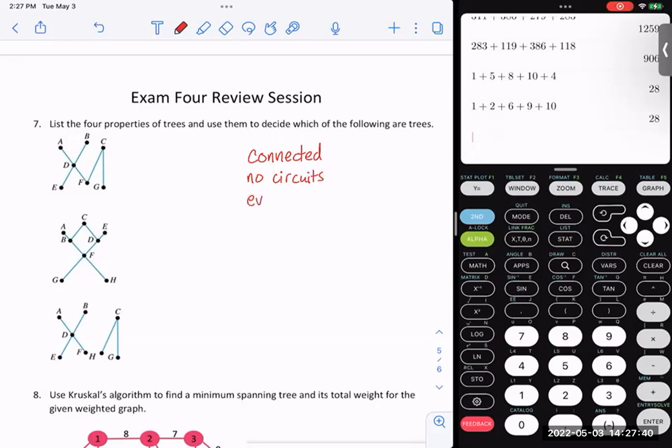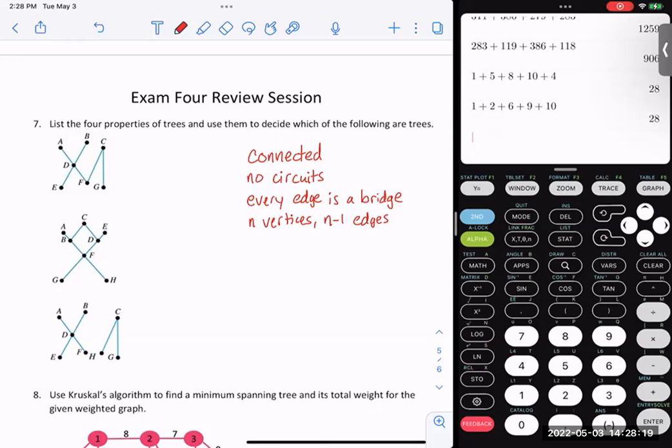In a tree, every edge is a bridge. Meaning that a bridge is an edge that if you remove it would disconnect your graph, right? So that means that in a tree, every single edge, if you took it out, would make it disconnected. And then if you have n vertices, there should be n-1 edges, or another way of saying that is you should have exactly one fewer edge than vertices.